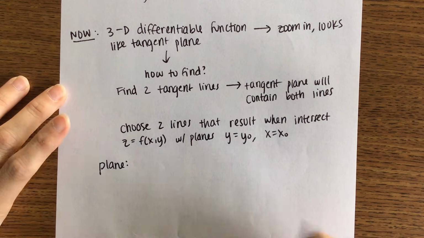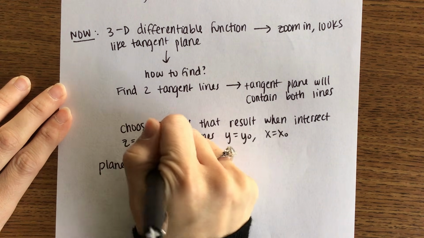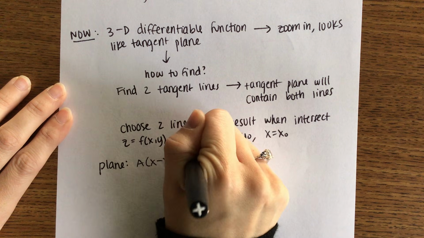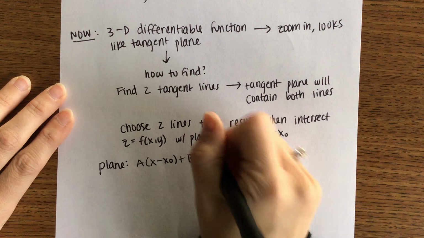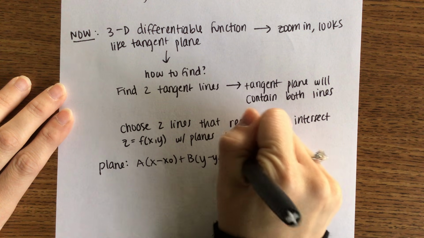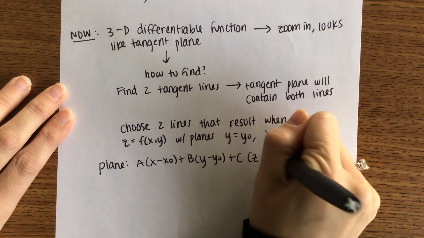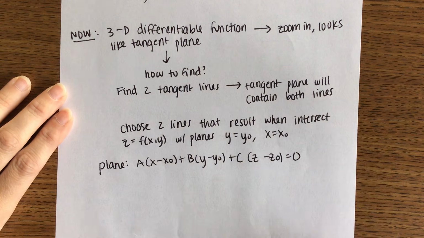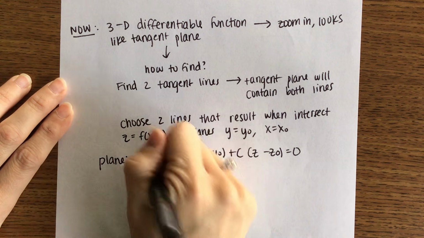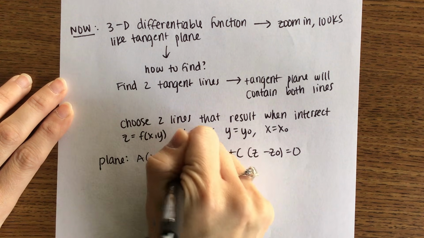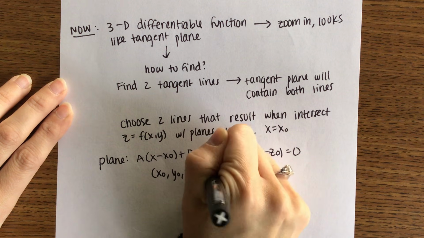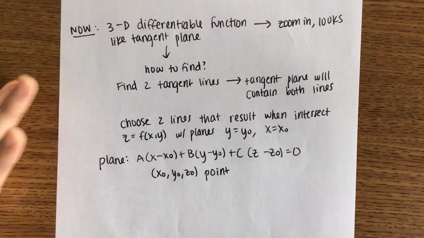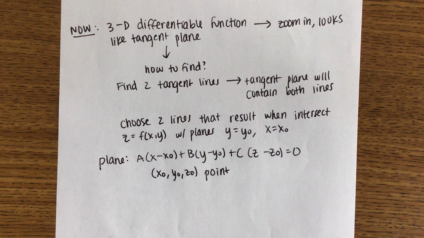So then, here's the equation of our plane. That's the general equation of a plane. We have A times the quantity x minus x naught, plus B times the quantity y minus y naught, plus C times the quantity z minus z naught equals 0. And we said that x naught, y naught, z naught is the specific point that we're interested in.